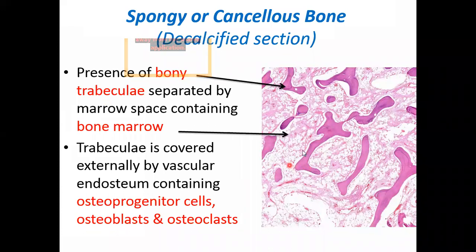Now, if you go into details on the bony trabeculae, we can see that externally it is covered by vascular endosteum, and it has osteoprogenitor cells, osteoblasts, and osteoclasts. These cells can be seen closely in the next view. What do we see? The dark pink are called bony trabeculae. Spaces in between are called marrow spaces, and there is bone marrow in between them. I hope you can remember it well.